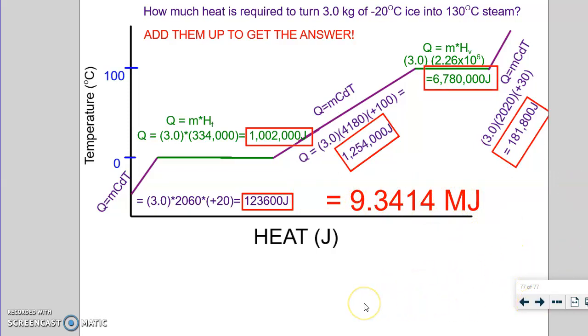So that is how you would do a problem involving heating or cooling of a substance that goes through a phase change. This is a heating example, but a cooling would be done the same way. You would just be dropping the temperature until you got to the phase change, and it would be a negative value on the heat when you were done, is the only difference.